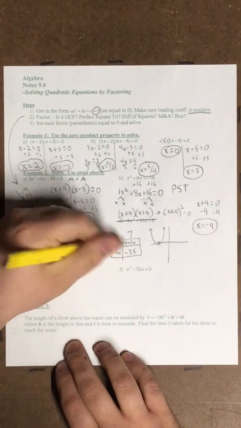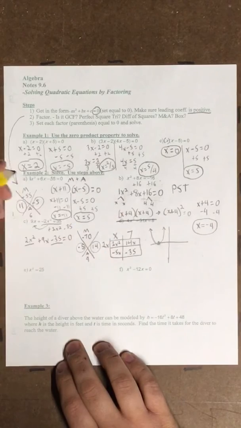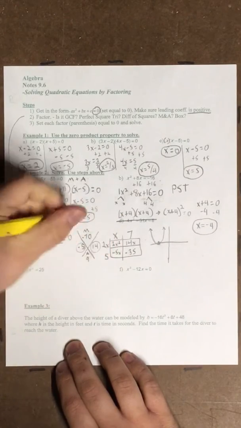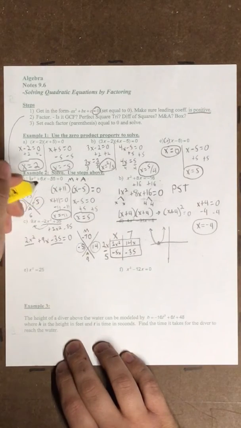Here, these have a couple things in common. I can divide both of these by 2, and they both have an x in common. Here, I can divide both these by 5. If you notice, they're both negative. This is a minus 5 and a minus 35, so I can make this a minus 5 for sure.